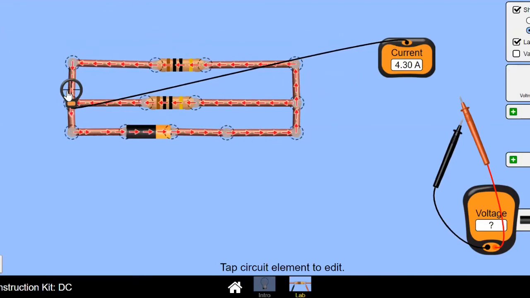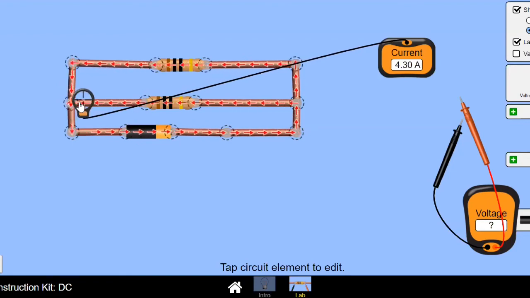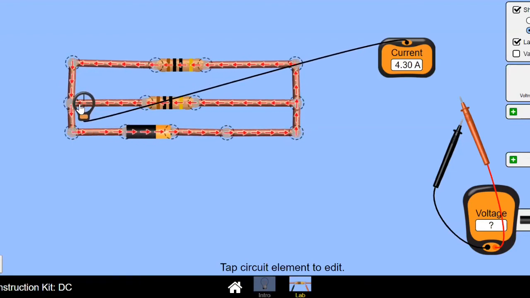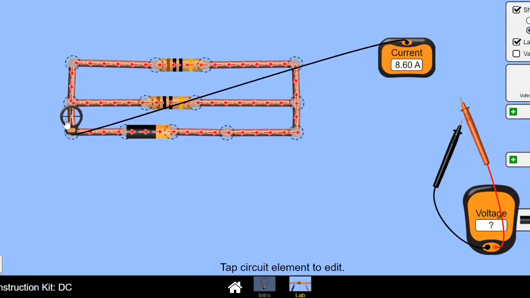4.30. That should be positive. And this one also going in, 4.30. So it's 8.60 amps in and positive. And this one going out is equal again to 8.60 amps. So the total current in is equal to the total current out. So it shows Kirchhoff's current law.